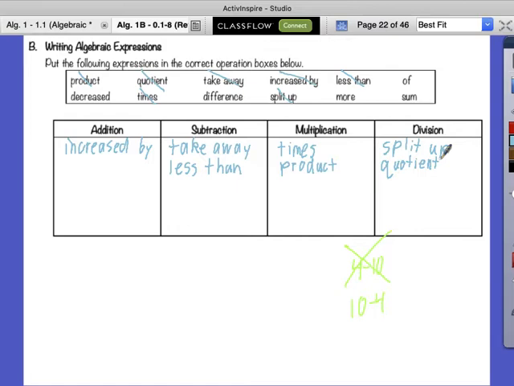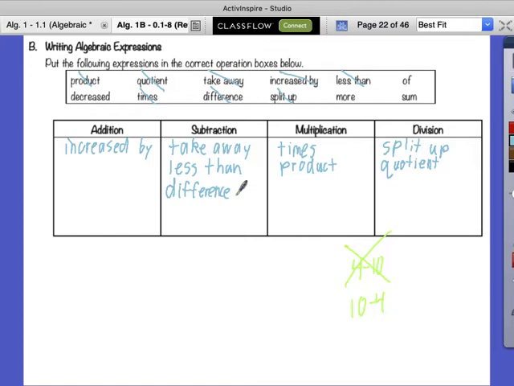Okay? And we have another one. I think we have 4 of these left. Decreased, difference, more, and of. Emily? Difference is subtraction. If I'm asking for the difference of 2 numbers, I'm asking you to subtract them. So if I say the difference of 5 and 4, I'm wanting 5 minus 4.